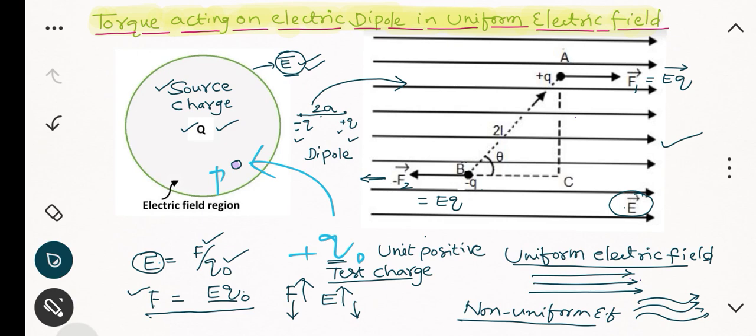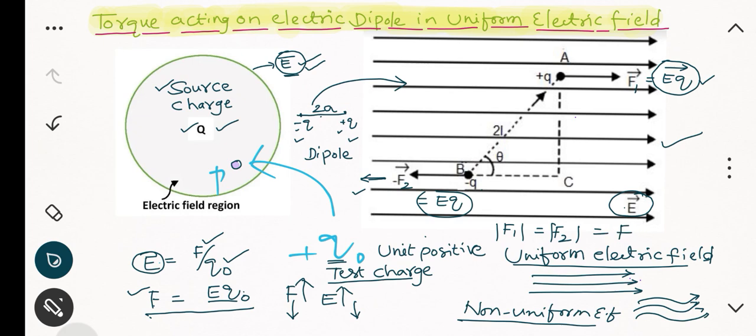So, for an electric dipole which is placed in an electric field, we have two forces acting on the plus q and minus q charges. These are F1 and F2, the forces acting on the charges. The magnitude of forces acting on the charges is equal. We can clearly say that F2 is equal to EQ and F1 is equal to EQ. So the magnitude of F1 is equal to the magnitude of F2, which we can say is F.